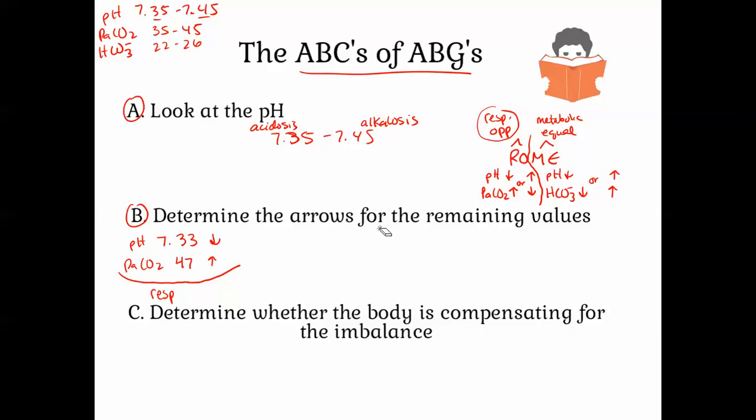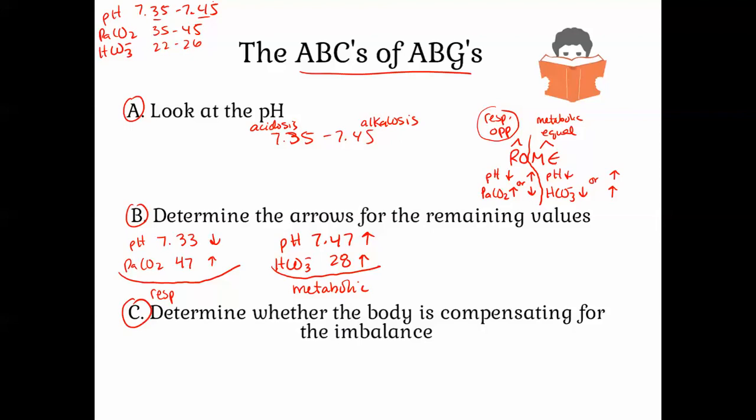Let's look at another example. You have a pH of 7.47, which of course compared to normal is high. And let's say that you have a bicarb reading of 28, which is also high. Given that these two factors are going in the same direction, we know that the primary disturbance is metabolic in nature. Metabolic alkalosis, to be exact.